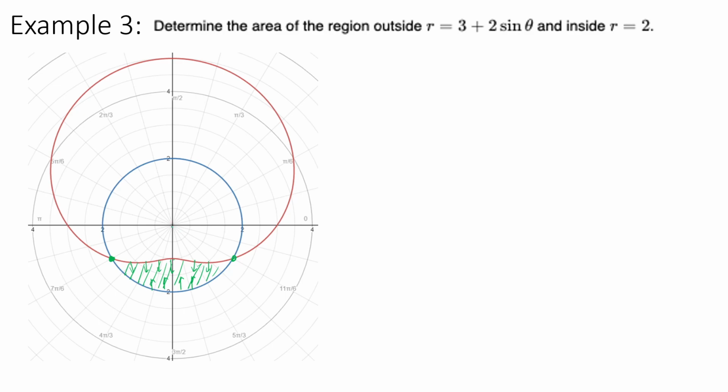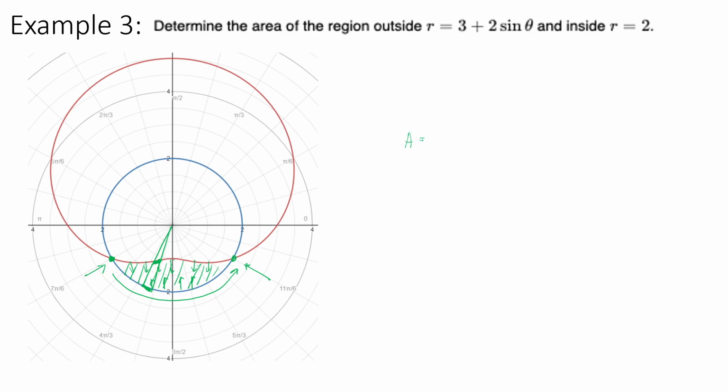So again, taking a representative strip, the outer portion now is the blue graph, the inner portion is now the red graph. And again, we rotate counterclockwise, diba? So this should be our start, this should be our end.